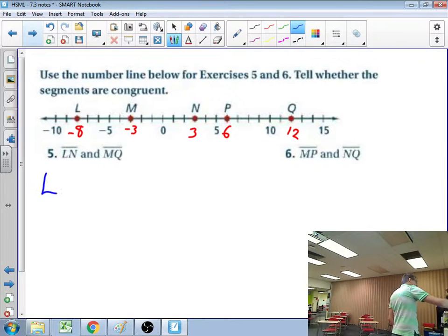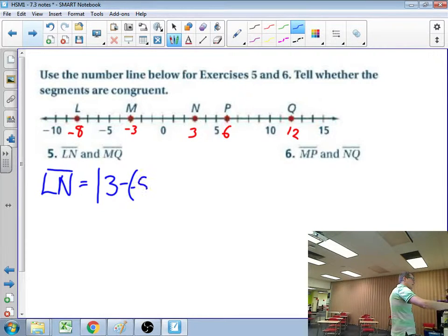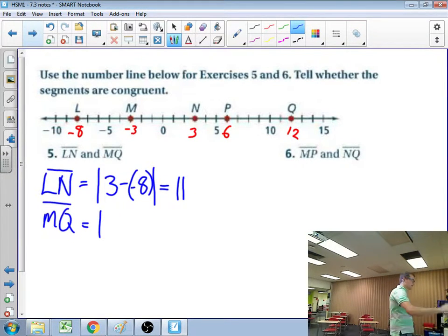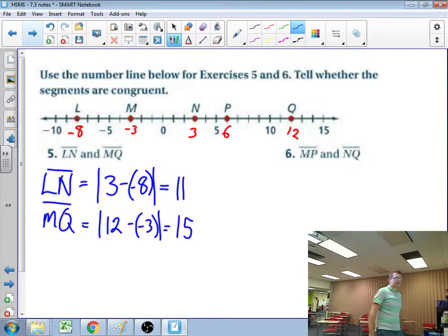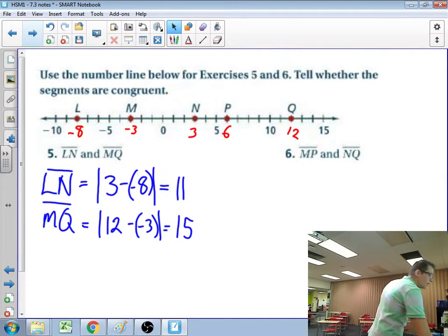So LN, to find that length, I'm going to actually start with N because it's easier to subtract away the negative because it becomes addition. So this really becomes 3 plus 8, which gives me 11. And MQ, absolute value. Again, I'm going to start with my positive because it makes life easier. 12 minus -3. That becomes addition. That comes out to be 15. So are they congruent? No, to be congruent, they would have to be exactly the same.